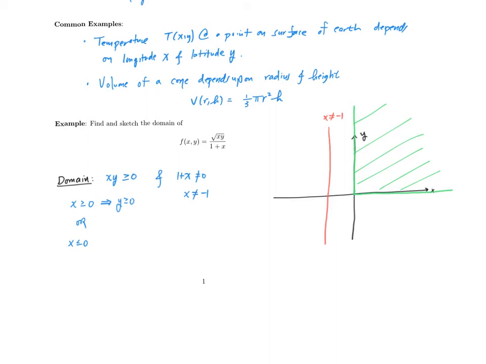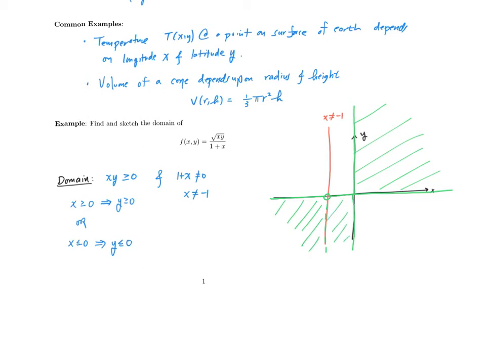Similarly, if x happens to be less than or equal to 0, xy would be positive precisely when y is also less than or equal to 0. So if x is less than or equal to 0, so is y. That would correspond to the third quadrant, as long as we stay away, so I'm putting a dashed line, along x equals 1.